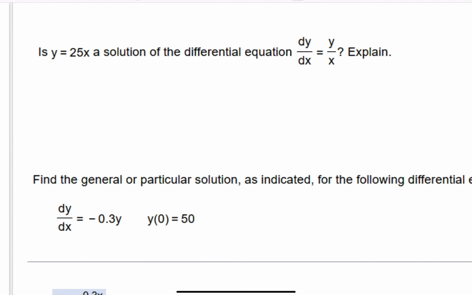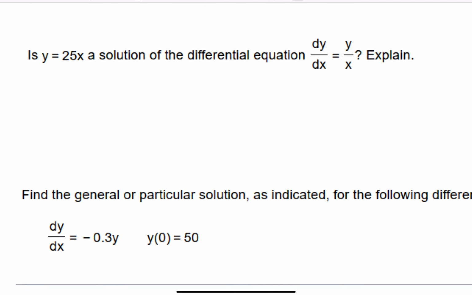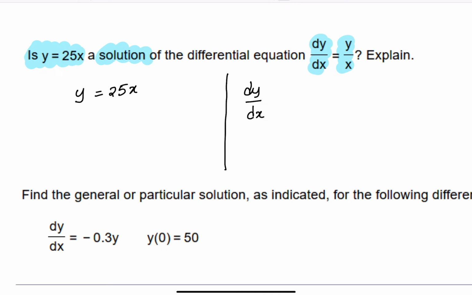Now let's go ahead and see this question. In this question, they're asking us, is y is equal to 25x a solution of this differential equation dy dx is equal to y over x? Your textbook has a different way of expressing it, but this is what I'm going to do. Y is equal to 25x on this side, and here I'm going to write dy by dx is equal to y over x.